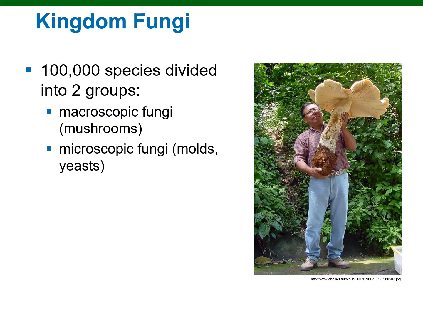The kingdom fungi has many members. It's estimated that there may be more than 100,000 different species divided into macroscopic fungi in one group, and then the other major group comprised of the microscopic molds and yeasts. Pictured on the right is one of the single largest mushrooms ever discovered as a single growth, and it reportedly weighed over 60 pounds and was found in Chiapas, Mexico.